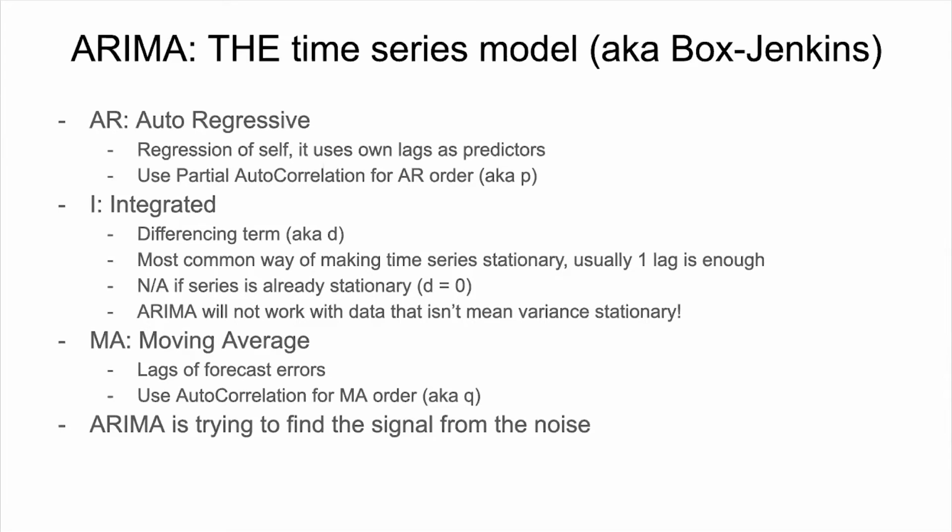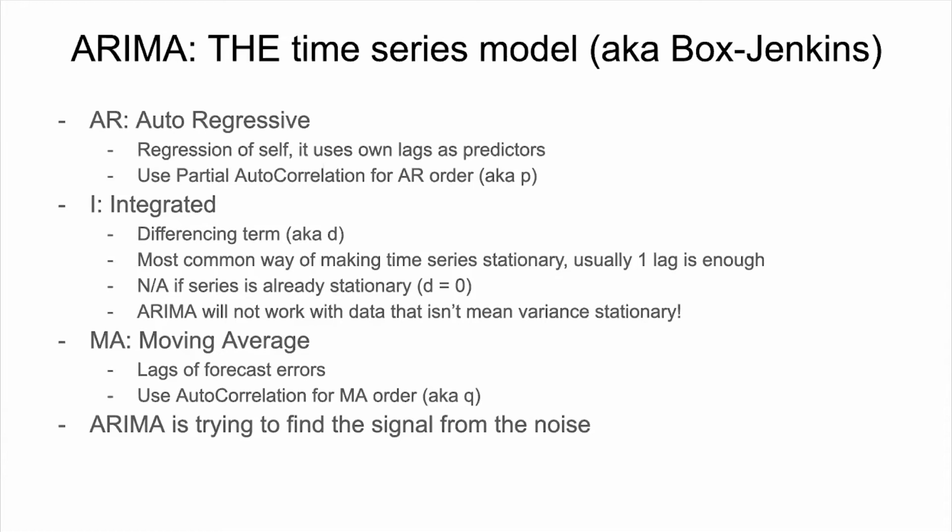The integrated element is sometimes known as the differencing term. So that's typically referred to as a D in the ARIMA parameters. And as I mentioned before, we need to make a time series stationary. One of the ways to do this is by just using a differencing term, so that we can make sure that there is no variation in terms of the mean or the variance. And more on that in a second.